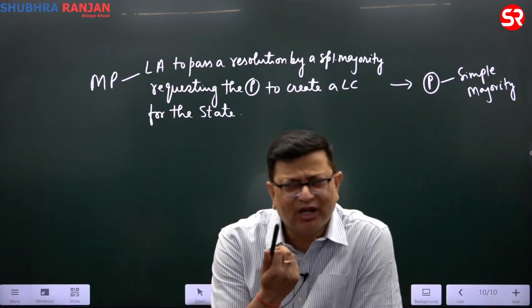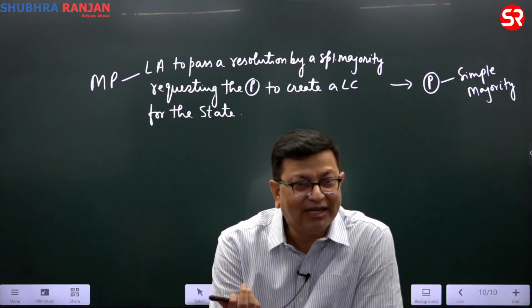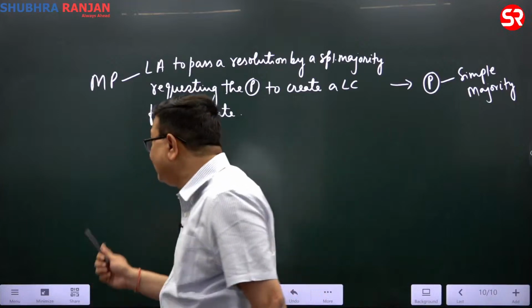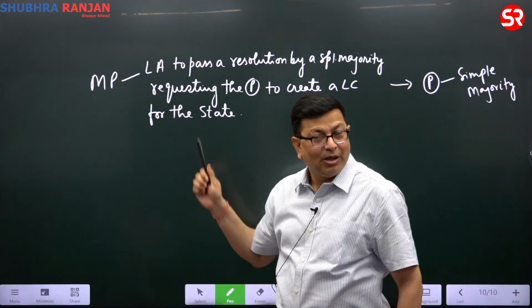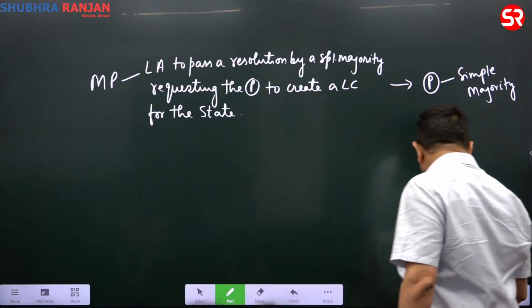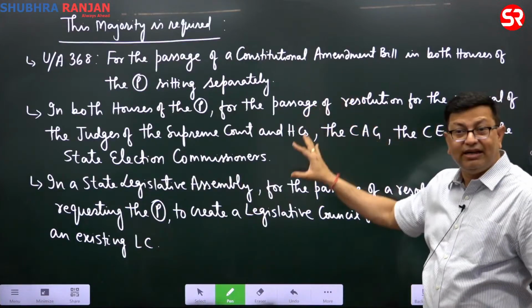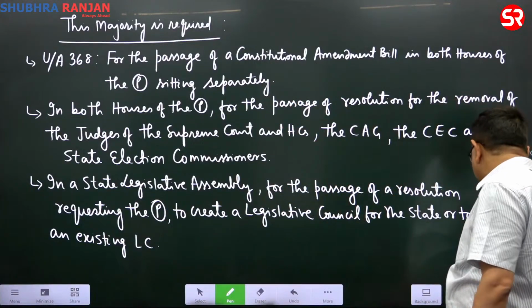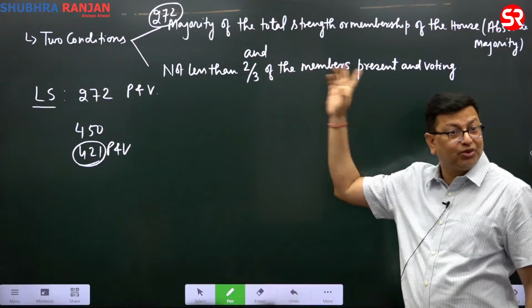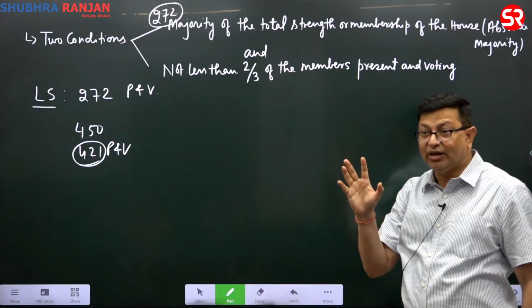Why? Because the final authority is the parliament. Only the request has to be from the legislative assembly. So here you see that under these three conditions, the second type of special majority can be used. So it is a tougher majority.